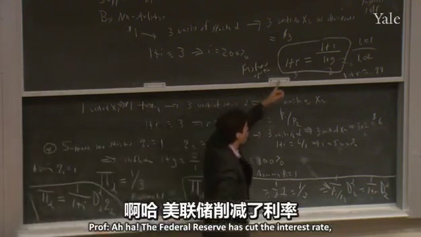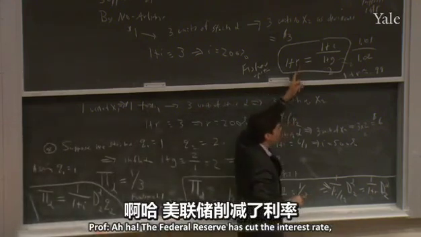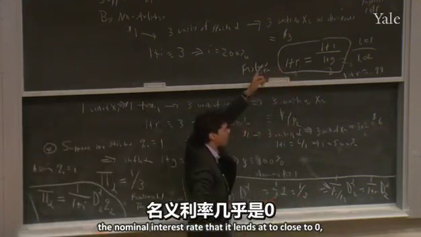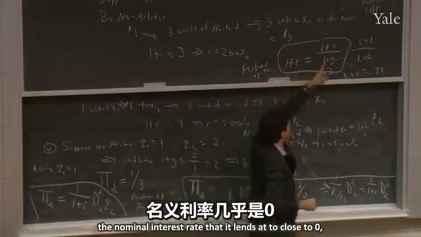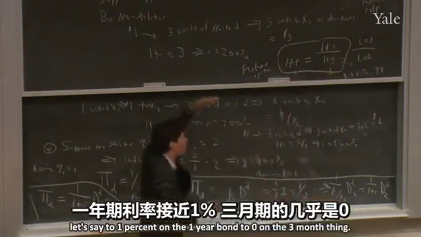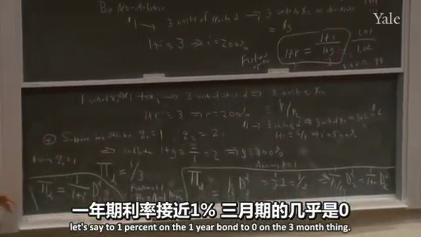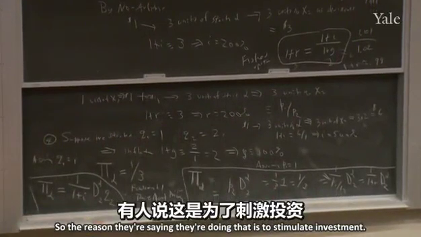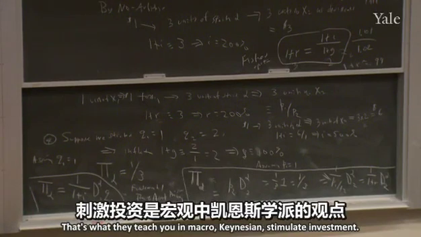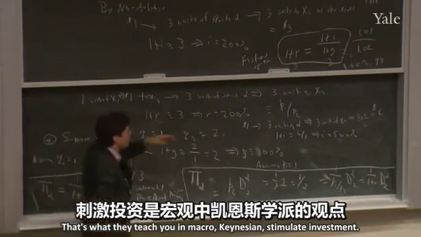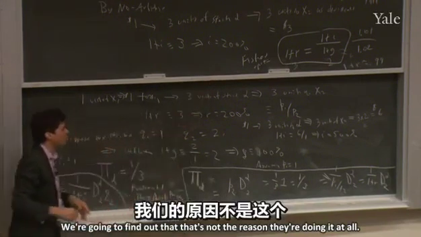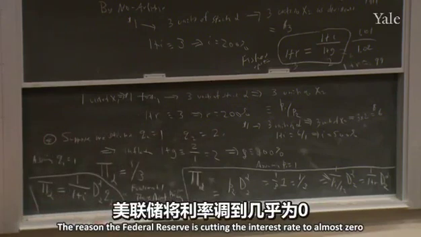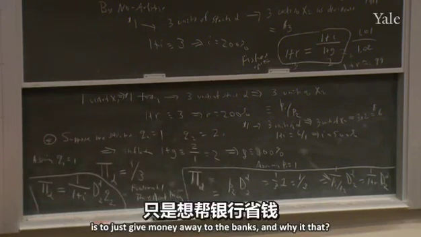Aha, the Federal Reserve has cut the nominal interest rate that it lends at to very close to 0, let's say to 1% on the 1-year bond, to 0 on the 3-month. Okay, and so the reason they're saying they're doing that is to stimulate investment. That's what they teach you in macro, Keynesian, stimulate investment. We're going to find out that that's not the reason they're doing it at all. The reason the Federal Reserve is cutting the interest rate to almost 0 is to just give money away to the banks. And why is that?